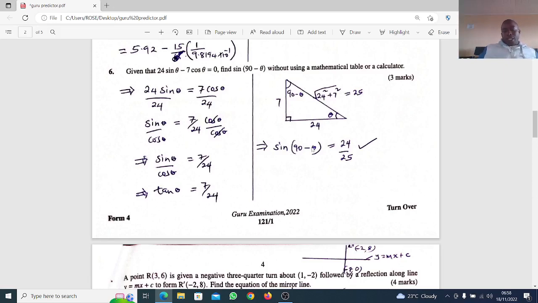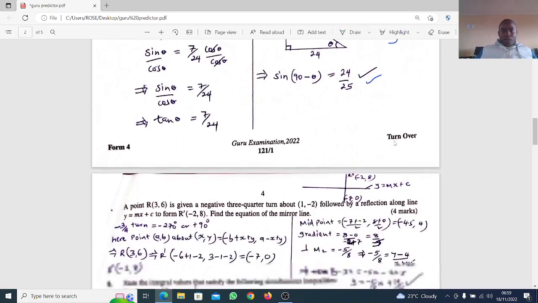So meaning that sine of 90 minus theta, we talk about SOH, sine equals opposite over hypotenuse. So for sine of 90 minus theta, the opposite to 90 minus theta is 24. That is, the opposite to 90 minus theta is 24, and the hypotenuse in this case is 25. So that becomes the answer. The sine of 90 minus theta is 24 over 25. So that becomes the answer.